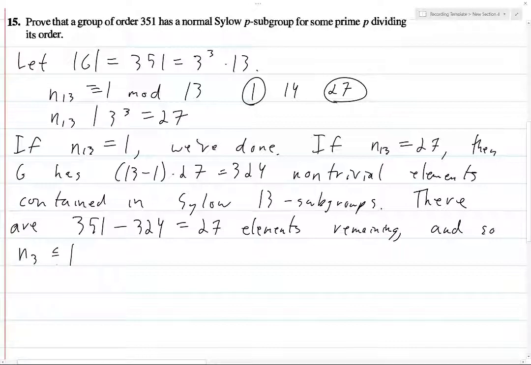So if we want to write that out, then that tells us that n_3 is less than or equal to 1, and we know that n_p is always greater than or equal to 1 for any prime p, and so n_3 equals 1. And we're done in this case, because again, this Sylow 3-subgroup is stable under conjugation, i.e. you conjugate by any element and you get the same subgroup back. And so, yeah, it's normal. And this completes our proof.